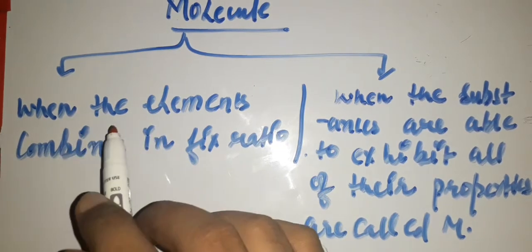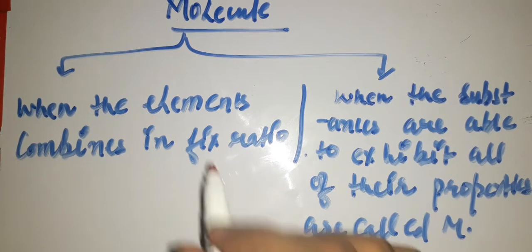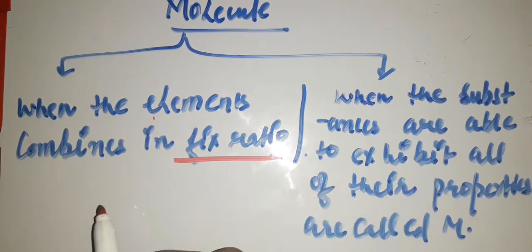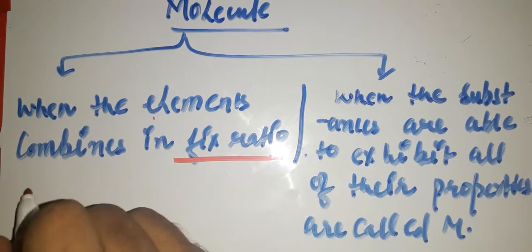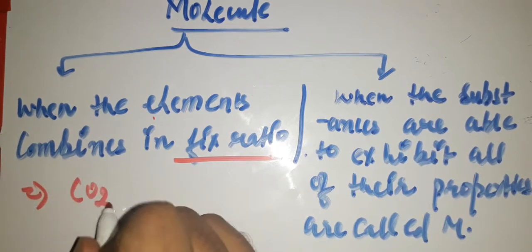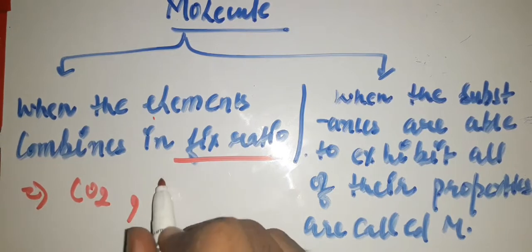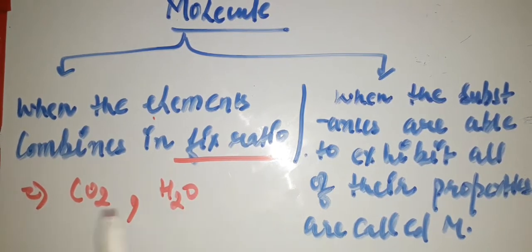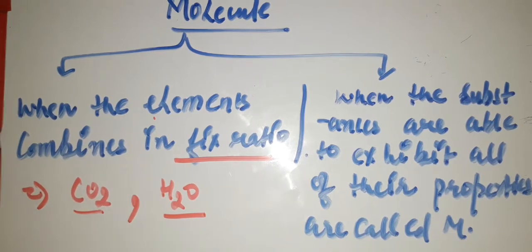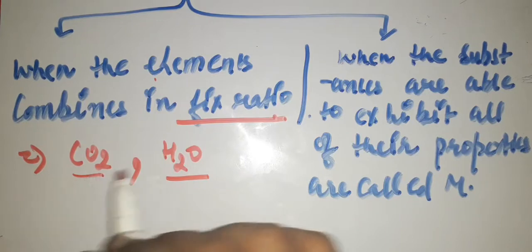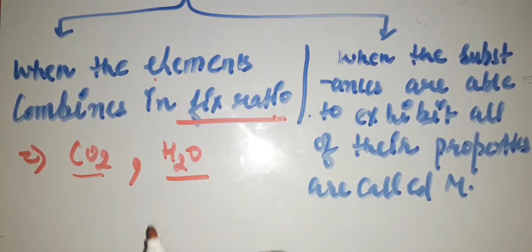First of all, let's discuss this. When the elements combine in a fixed ratio, let us take some examples. Let me take the example of carbon dioxide, CO2, and water, H2O. Whenever we speak of carbon dioxide, we speak of CO2 only, and whenever we speak of water, it is H2O only. So the point is they are always joined in fixed proportions. Here we observe that carbon dioxide and water are combining in fixed ratios.